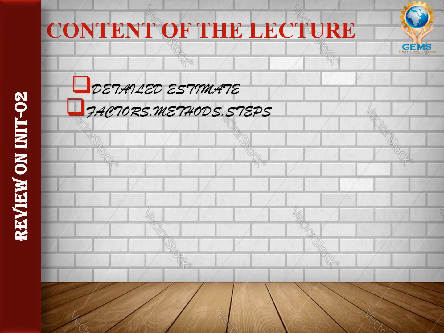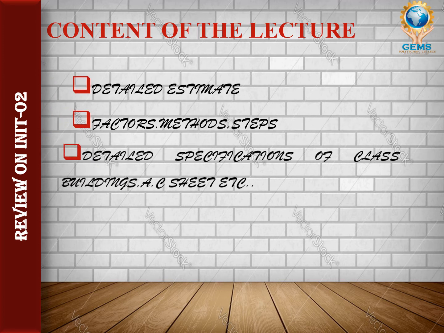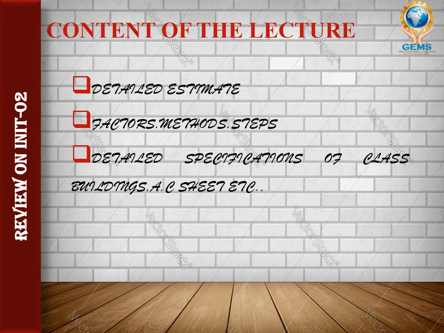Detailed estimation and the factors, methods and steps of detailed estimation. Then the detailed specifications of class buildings, where we are going to learn the specifications of first class and second class buildings. Then specifications of PCC, plain cement concrete for foundation. Then partly paneled and partly glazed window shutters. Then AC sheet roofing specifications.